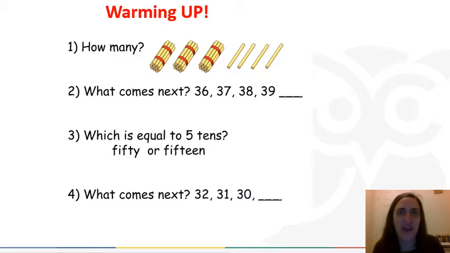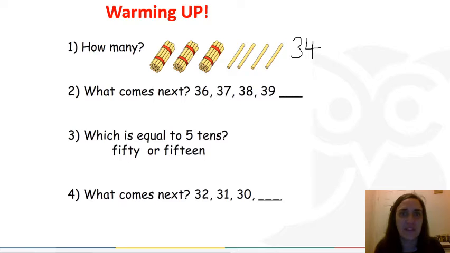Okay, let's look at question 1. How many straws? Well, we know we've got 3 bundles of 10. So that's counting tens. 10, 20, 30. And then we've got ones. Let's count on in ones from 30, 31, 32, 33, 34. So we have 34 straws altogether. If you got that, give yourself a big tick.